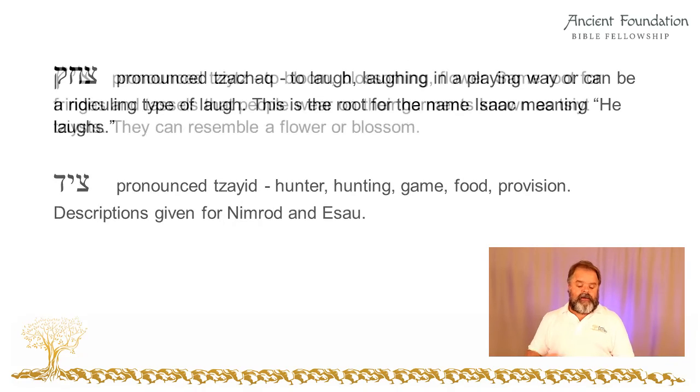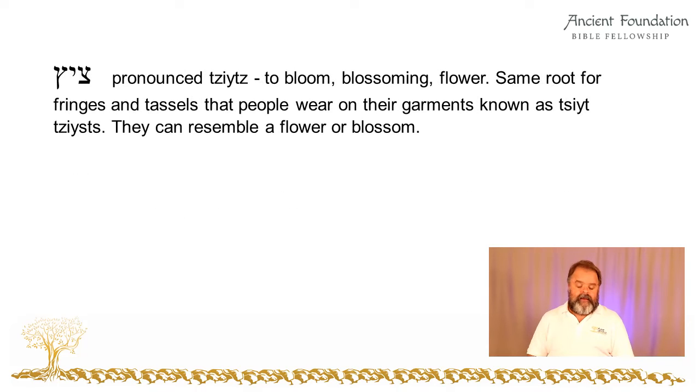Another word I want to show you is pronounced Zaitz, and this means to bloom, blossoming, flower. It's the same root for fringes and tassels that people wear on their garments, known as zitzits. And these zitzits, if you look at them closely, can resemble a flower or a blossom. So we see the connection here in the tassels and the blooming and blossoming of a flower.